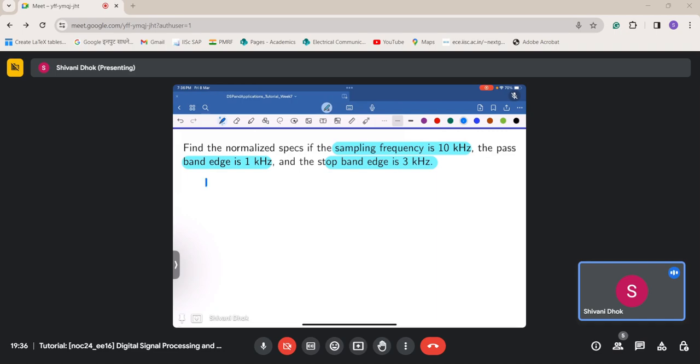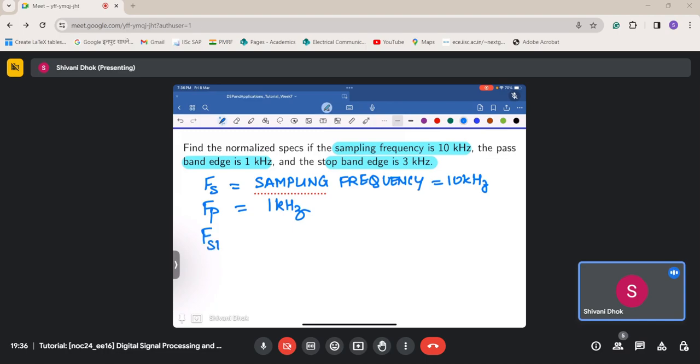So we are given Fs, which is the sampling frequency, which is 10 kilohertz. Then we have Fp, which is the passband edge, which is 1 kilohertz. We have the stop band edge, which is 3 kilohertz.